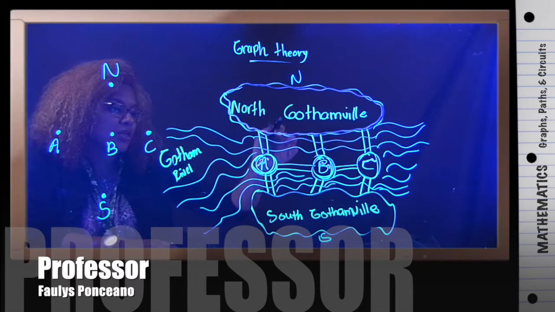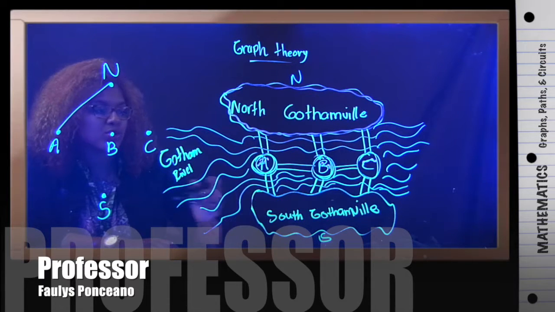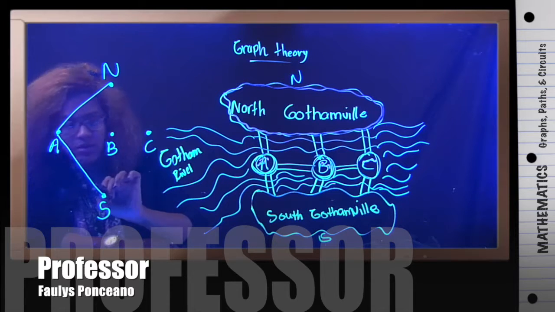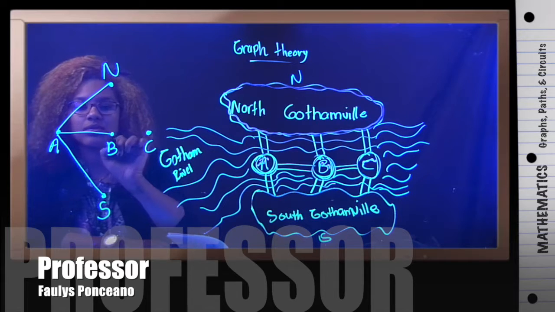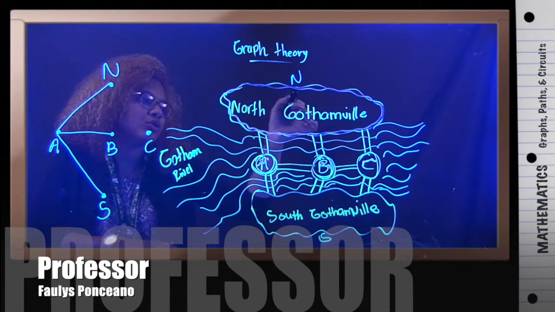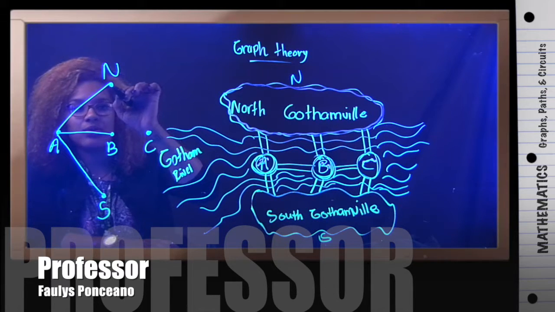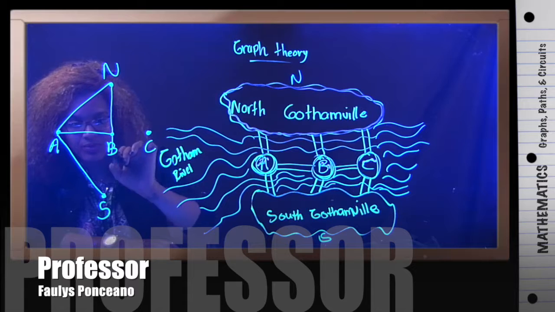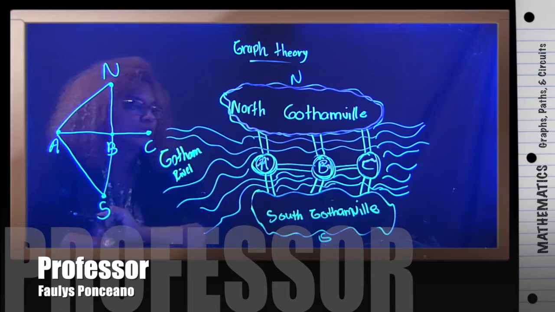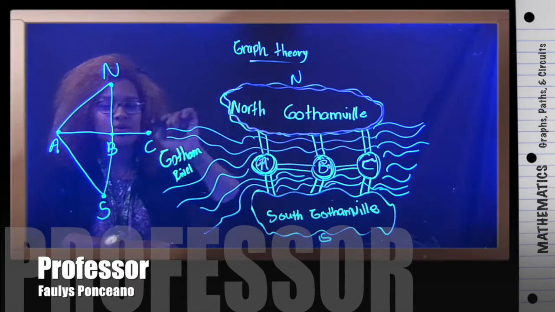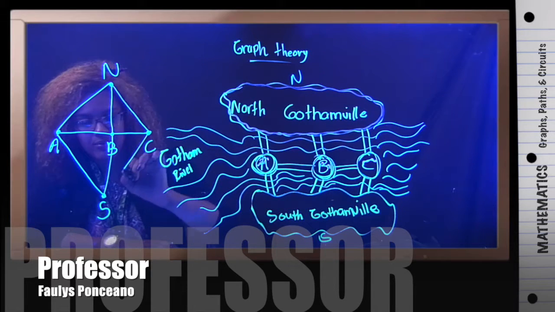So you go from the north to A, right? From A, you have a bridge to the south. From A, you also have a bridge to B, to island B. From the north, you can get to B and to the south through island B. So you need to add your edge right there. Then from B to C, we have another edge. From C to the north. And then from C to the south.